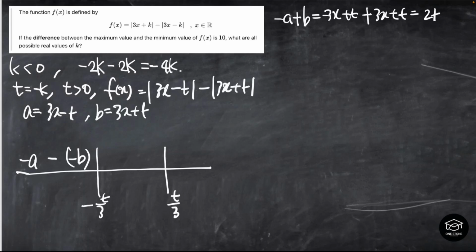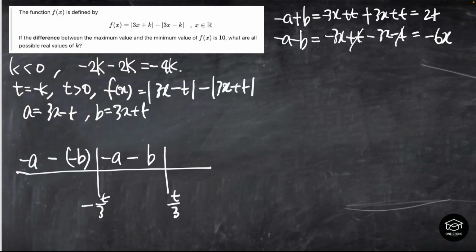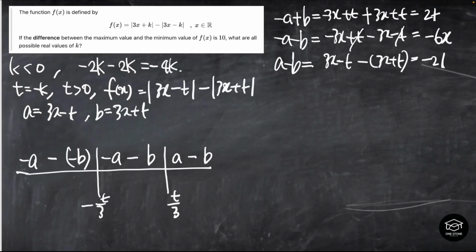Second interval, x is between negative t over 3 and t over 3. Here, a is negative and b is positive. So the function becomes negative a minus b, substituting negative 3x plus t minus 3x minus t. Simplifying, we get negative 6x. Third interval, x is greater than t over 3. Now, both a and b are positive. So the function becomes a minus b, substituting 3x minus t minus 3x plus t. Simplifying, this gives negative 2t.